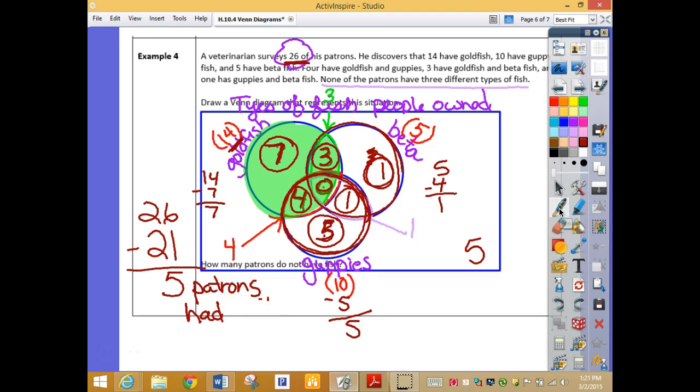5 patrons had... What did you guys say? It sounded better when I come up. Did not have any fish. I like that. Did not have any fish. Period. Questions?